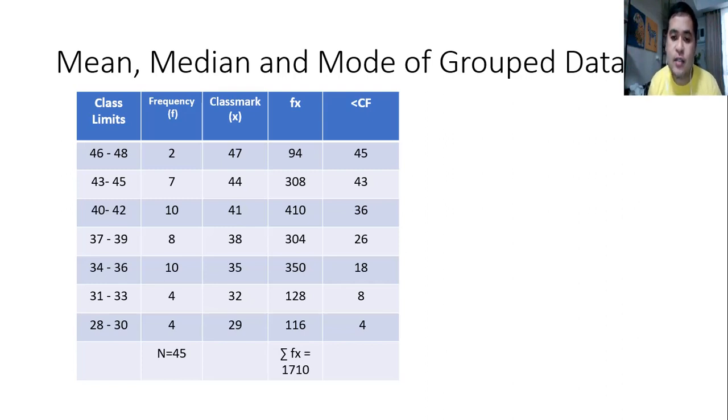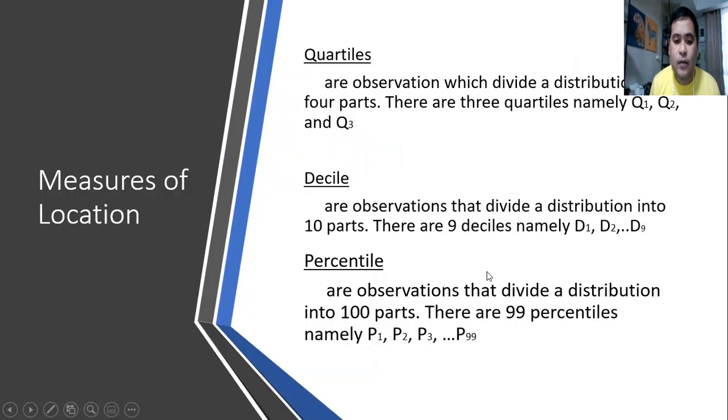And for today's video, I'm going to be discussing measures of location. So previously, we have finished the mean, the median, and the mode of group data. And for today's video, we'll be exploring more about the measures of location, specifically the quartiles, the deciles, and the percentiles. Okay, so let us define first what is quartile.